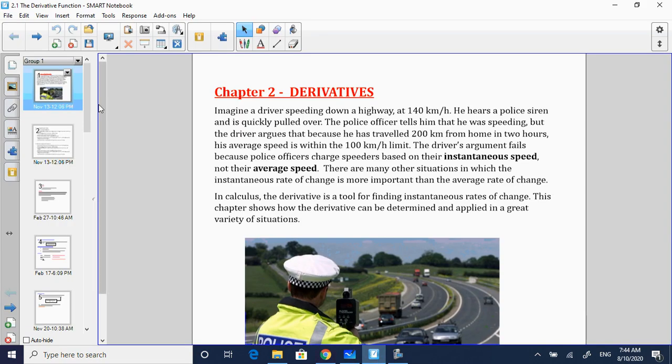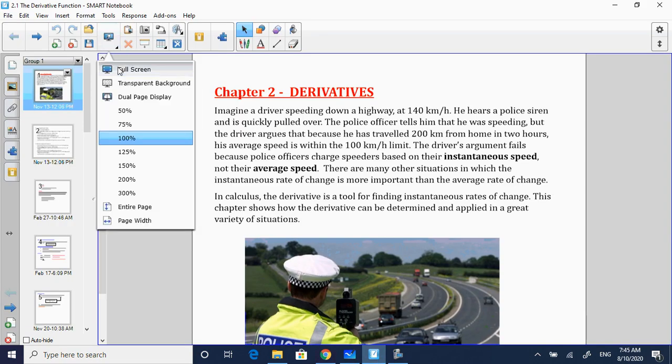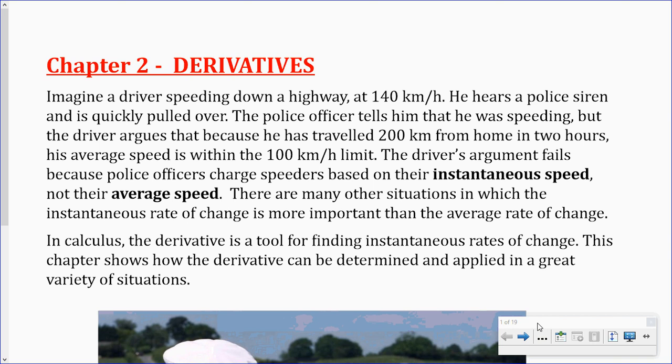chapter 2. And the following example between instantaneous rate of change and average rate of change. So imagine that a driver's speeding down the highway at 140 kilometers per hour. So he's speeding. Here's the police siren, and police pulls him over and charges him with speeding. The driver's argument is that he wasn't speeding because he traveled 200 kilometers in 2 hours. So that's an average speed of 100 kilometers per hour. His home was 200 kilometers away, and it took him 2 hours.